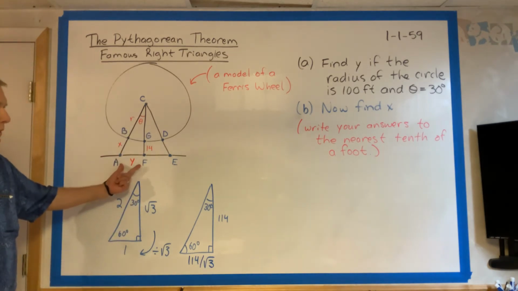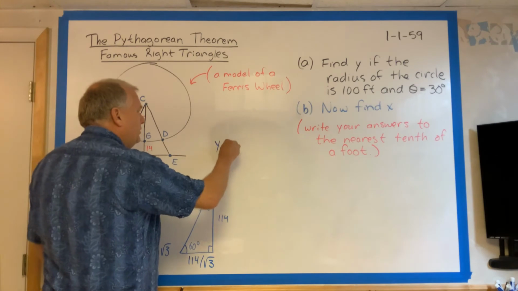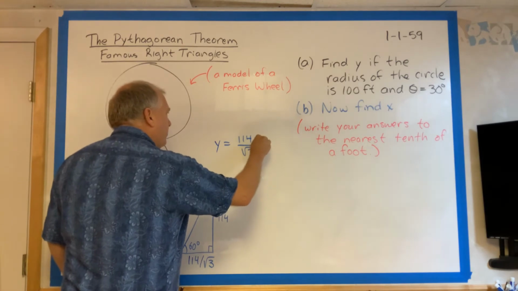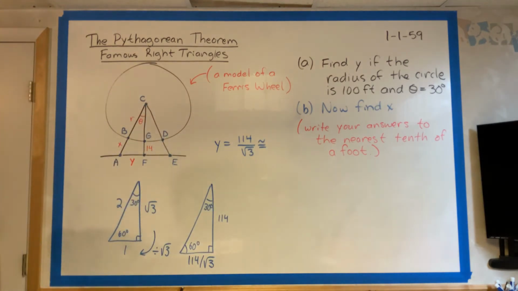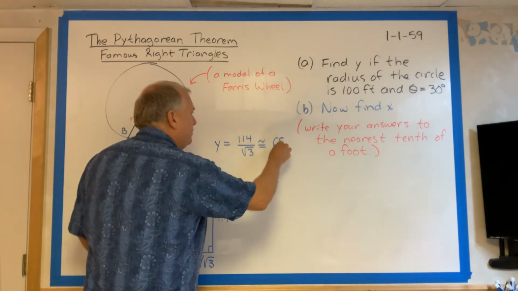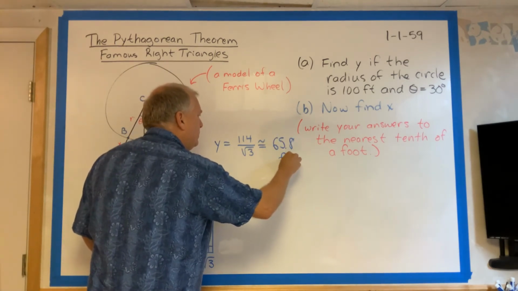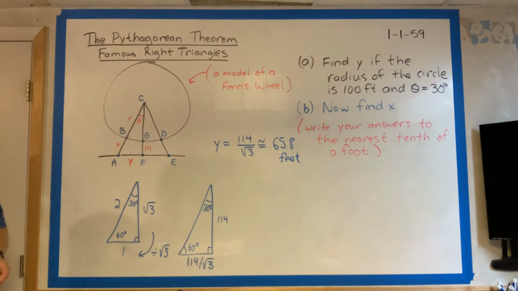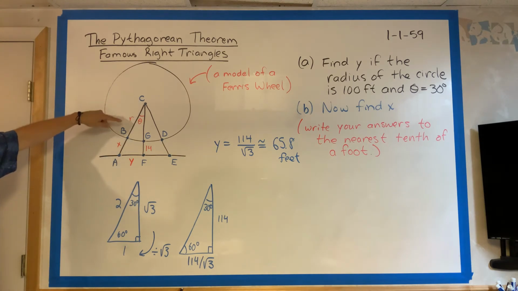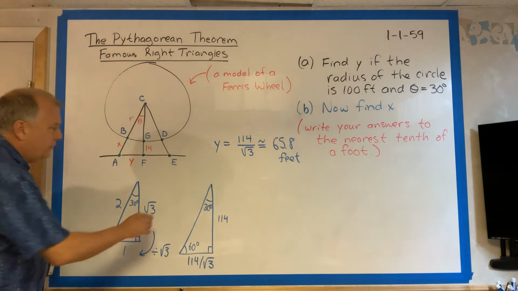So this means y is equal to 114 divided by the square root of 3. On a calculator, approximately, I have 65.8 feet. How do I use that information to find out what x is? Remember, r is 100. So this hypotenuse is 100 plus x.